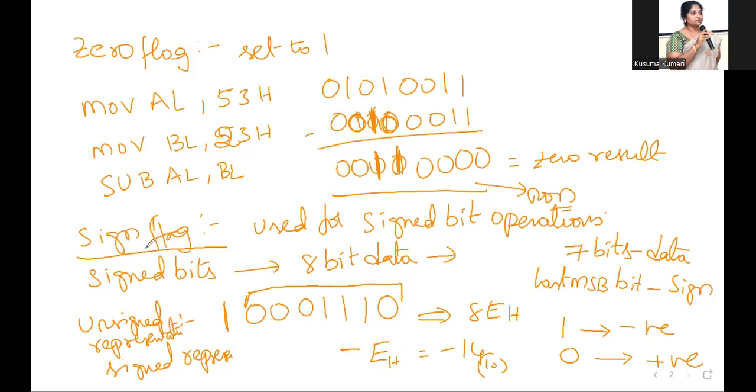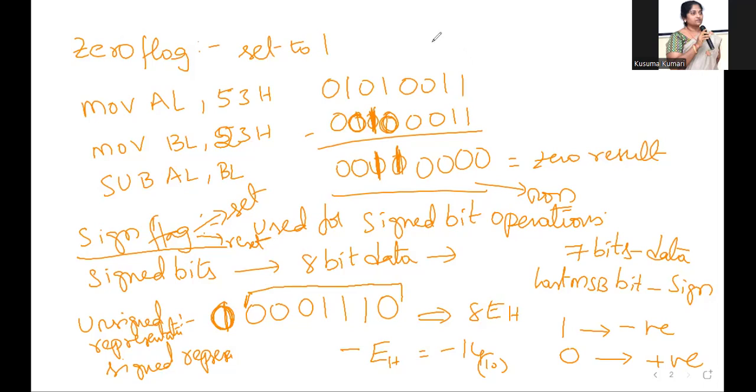Now what is the sign flag? The sign flag is used for signed bit operations. When the most significant bit of the result is 1, then the sign flag is set. If the MSB of the result is 0, then the sign flag is reset. This is about the sign flag.